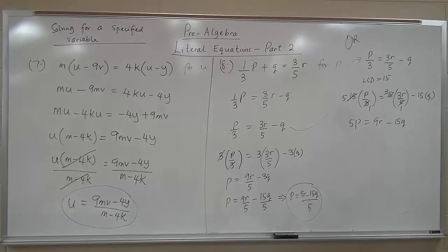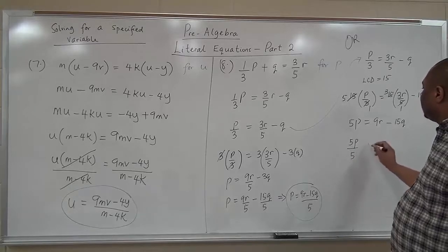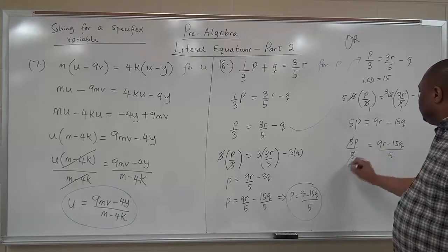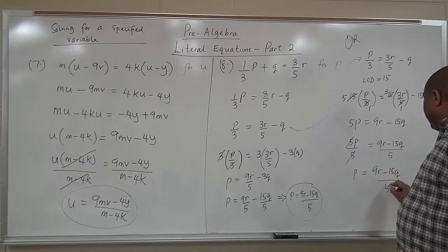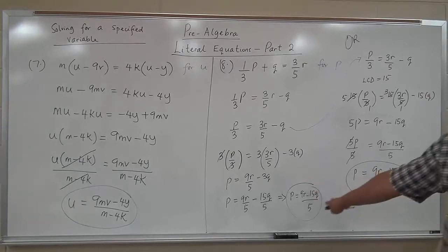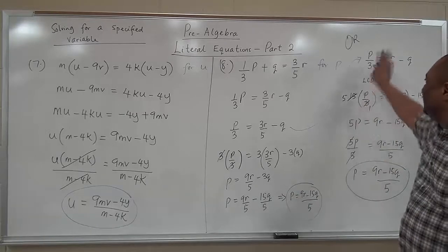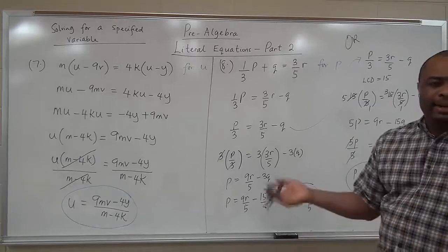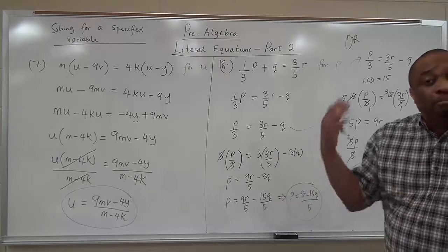And you just divide both sides by 5. You don't divide everything by 5, you divide both sides by 5. So p will now be 9r minus 15q over 5. I think this process is better if you don't like to solve fractions. If you don't like fractions, you multiply everything by the LCD. There are so many methods to solve mathematics. Just whichever one you like, you choose.